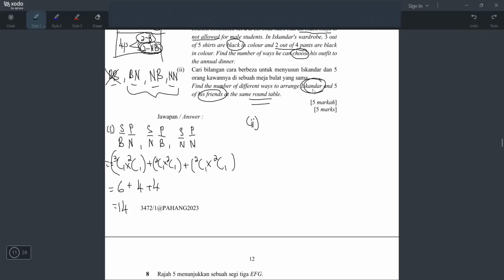6, right? Because Iskandar and 5 friends, so it's 6, right? But since I'm arranging them in a round table, it means circular permutation. I have to take 6 minus 1 factorial, okay? Which is the same as 5 factorial, and it's 120.